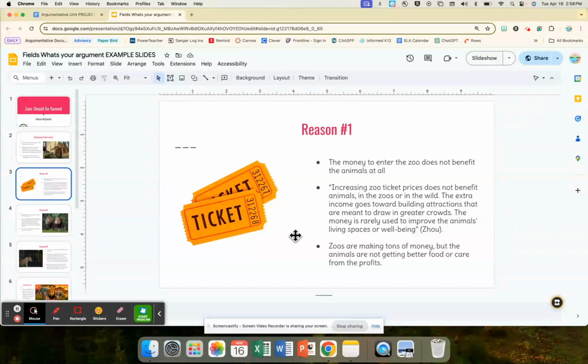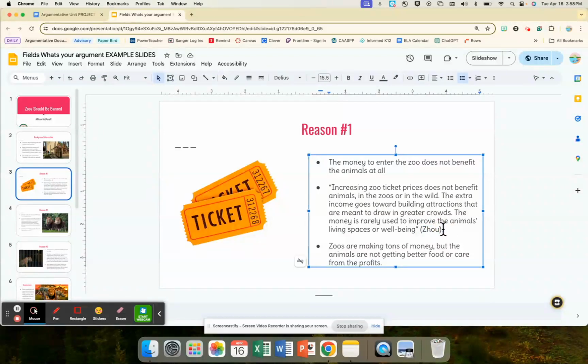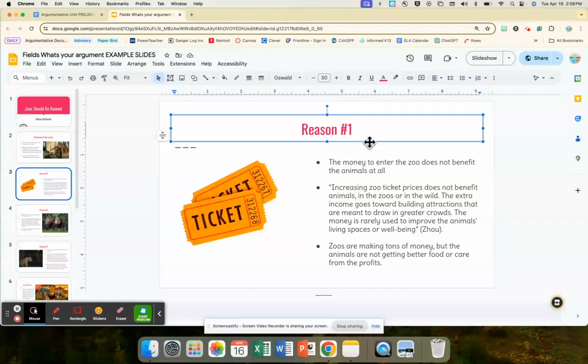It's bullet points. But I want to point out this period here. You always should have a period. And then also I want to point out this. You can put reason one. That's fine. But you could also do something if you wanted to do something different, like for instance, money matters. Money.